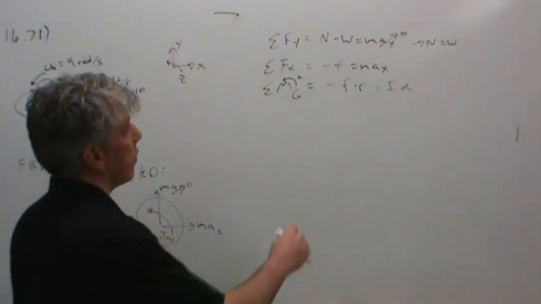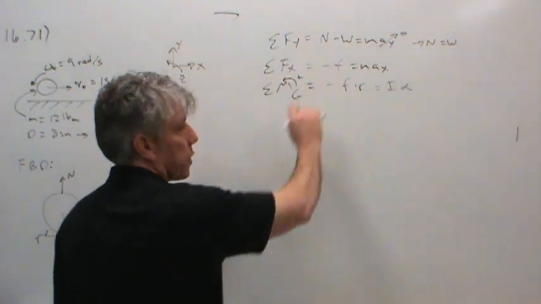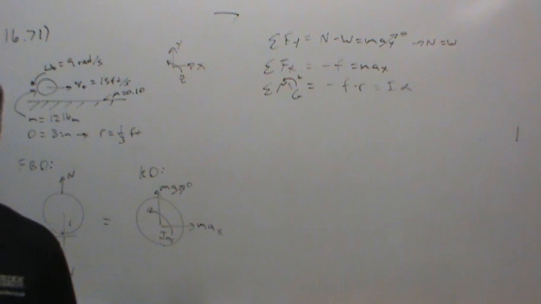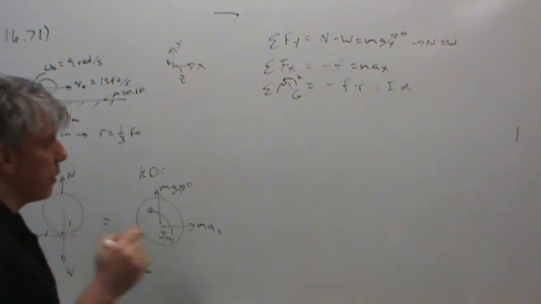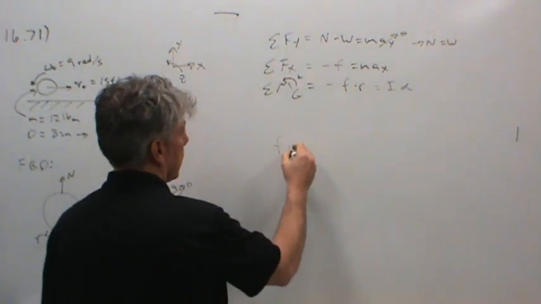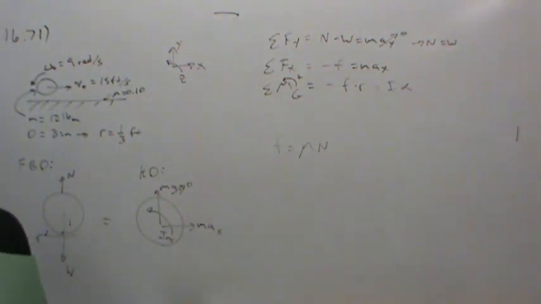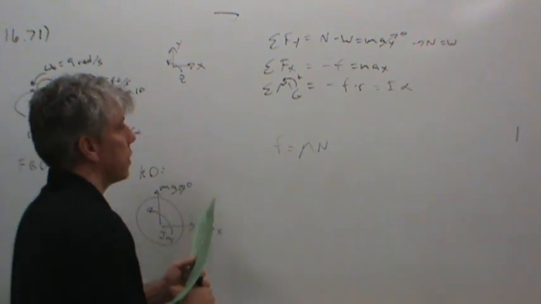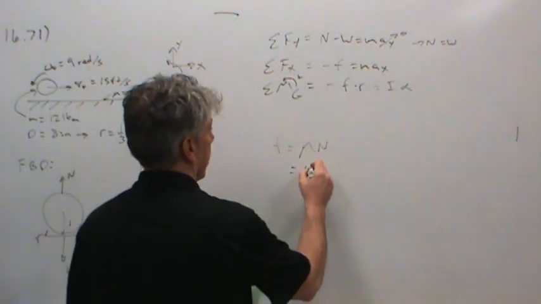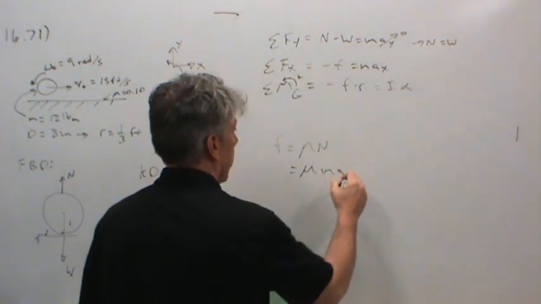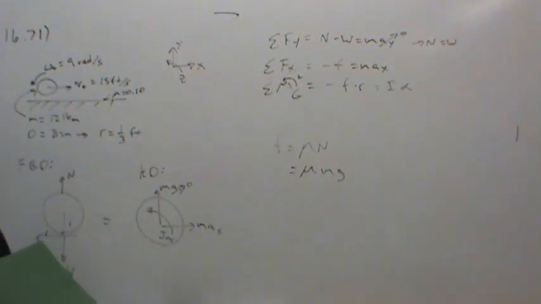For example, is there a relationship between the friction force and the weight? No. There's a relationship between the friction force and the normal force, right? That's the way friction works. The way it goes is friction equals mu N. Now, it's true that in this particular case, the normal force and the weight force are equal to each other, so we can continue this and write that this is equal to mu W, or mu mg. Okay, but that's just because of the nature of this problem.